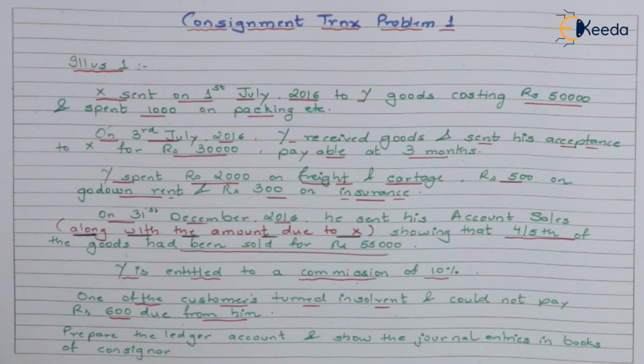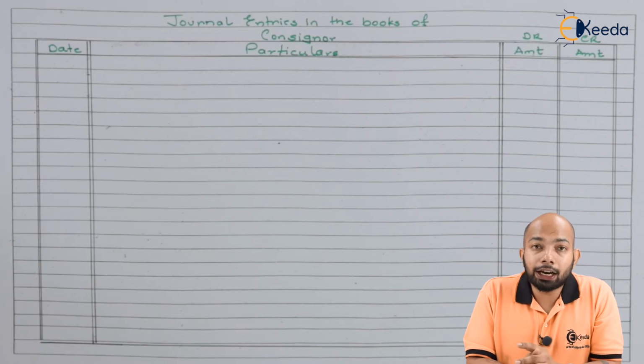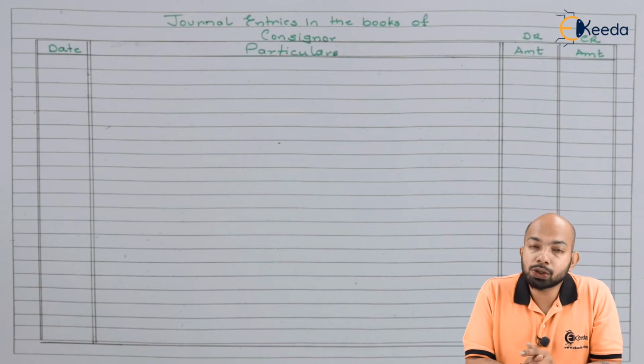Now I guess you have understood what exactly we have to do and what exactly we have to show in this specific transaction. So let's go ahead and prepare the journal entries first, after which we'll be forming the ledger accounts here. So prepare the format for the journal entries. Let's start with the first entry that we have to pass, which is on the 1st of July.